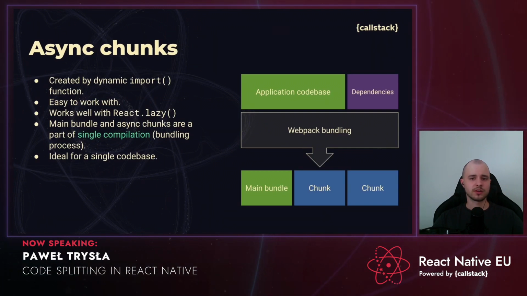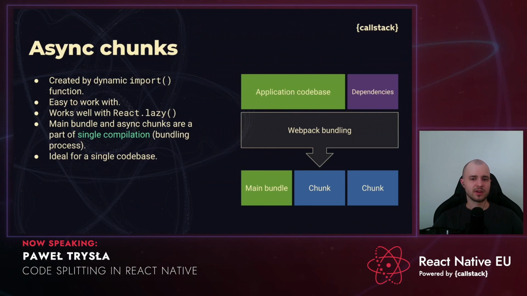The additional chunks are created from a single codebase as part of a single compilation, also known as the bundling process. New chunks can be created by using the dynamic import function, and the first argument for this import function is a path to a module which will become an entry point to a new chunk. Chunks created by this approach are easy to work with, since this approach only requires you to configure the Chunk Manager to resolve URLs to remote chunks, and the import function returns a simple promise with the chunk's exported values.